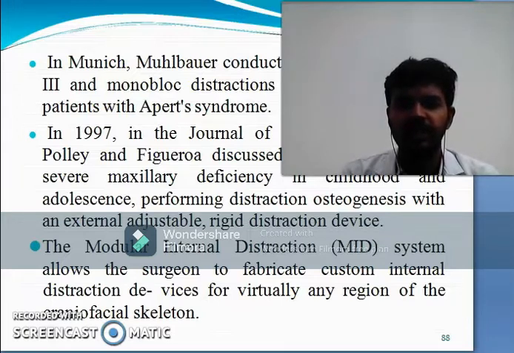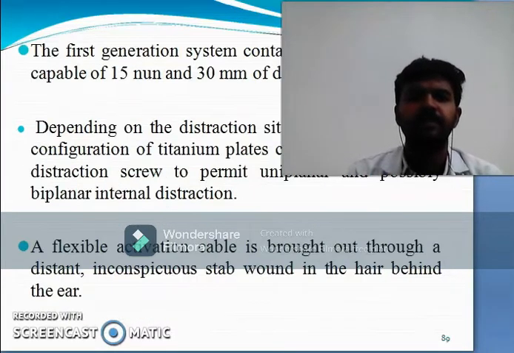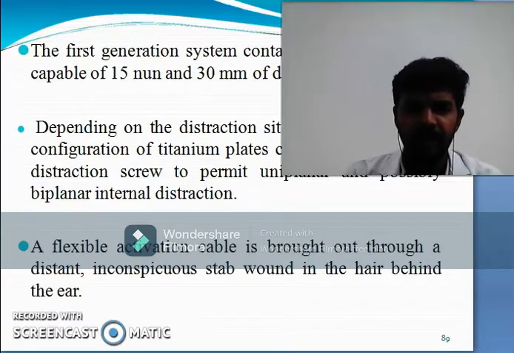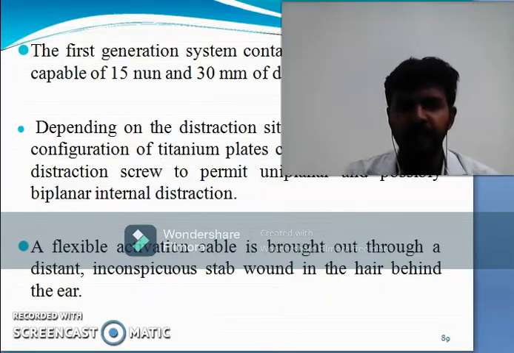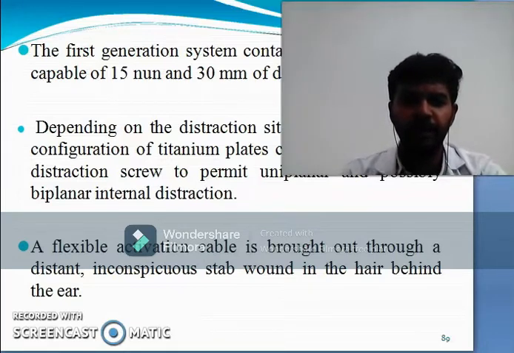The modular internal distraction system allows the surgeon to fabricate custom internal distraction devices for virtually any region of the craniofacial skeleton. The first generation system contains expansion screws capable of 15 mm and 13 mm of distraction. Depending on the distraction site and the osteotomy, any configuration of titanium plates can be attached to the distraction screw to permit unipolar and possibly biplanar internal distraction. A flexible activation cable is brought out through a distant and inconspicuous stab wound in the hair behind the ear.